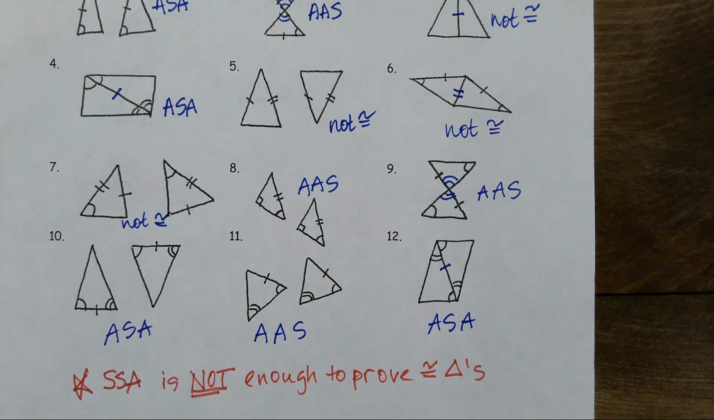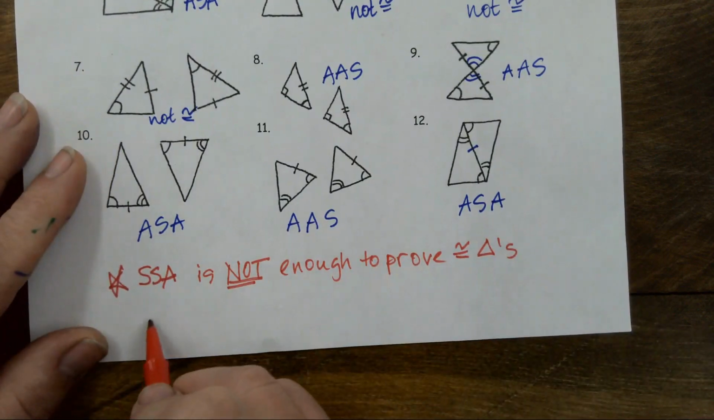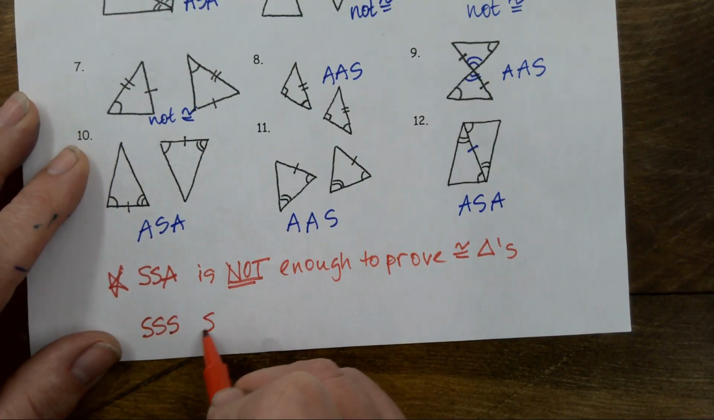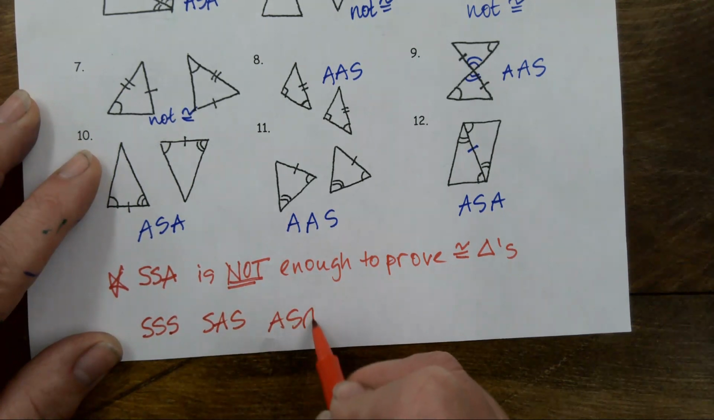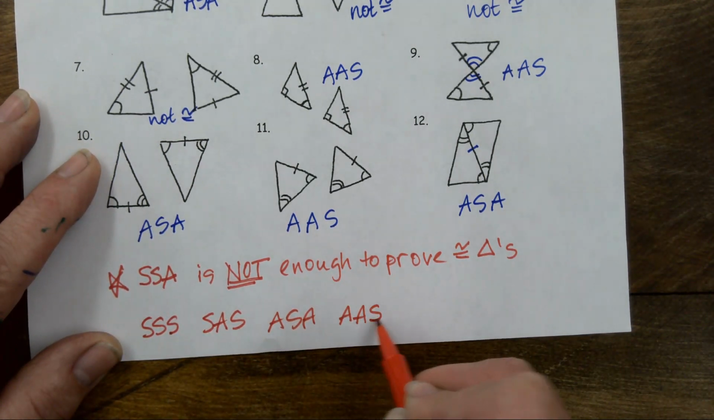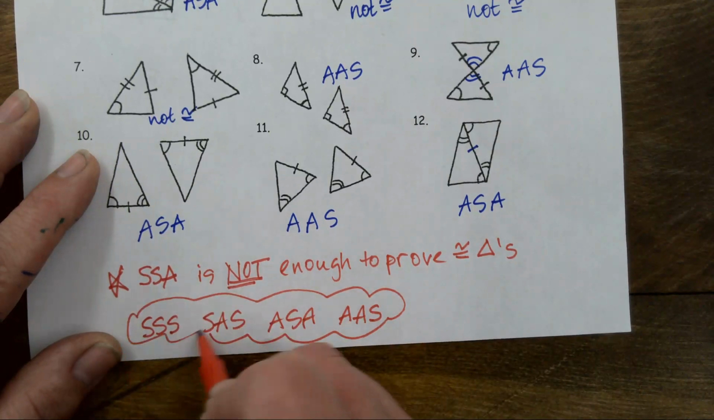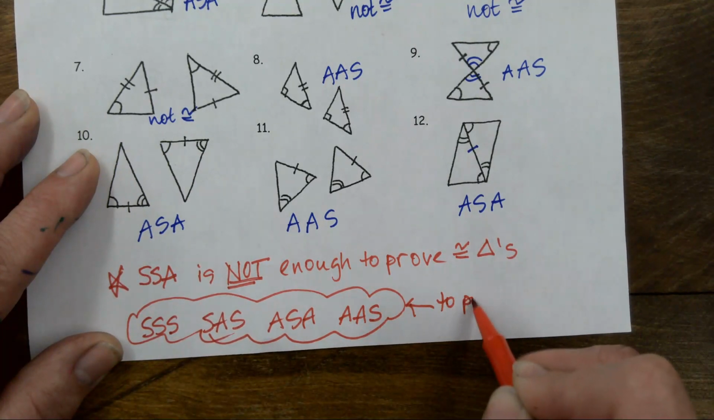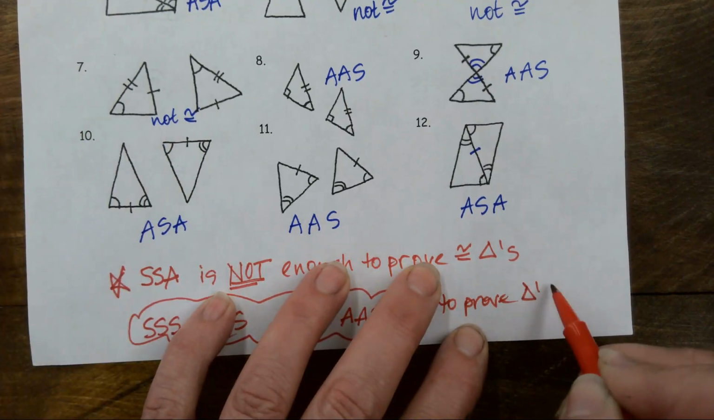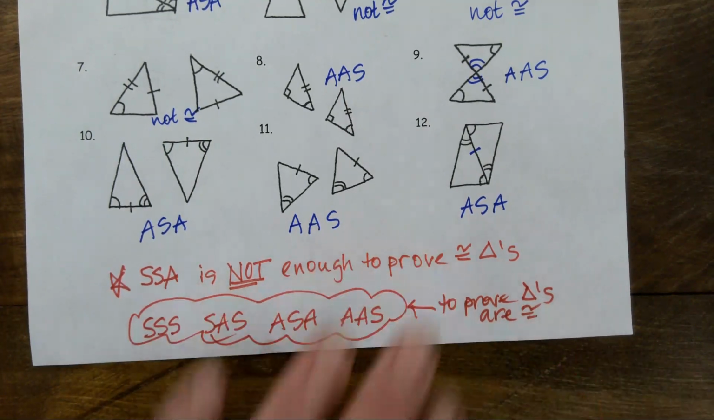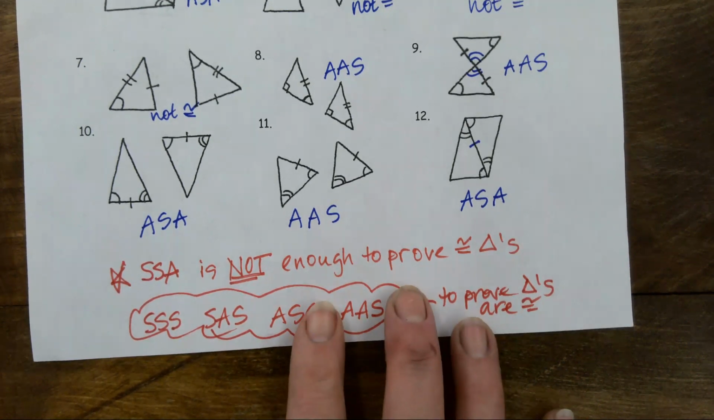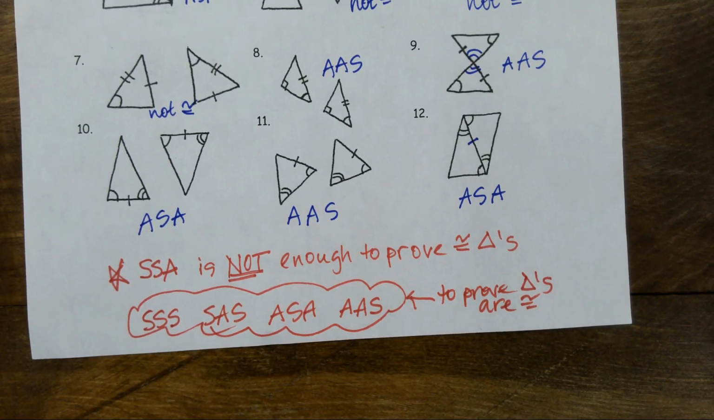We have 4 reasons that we can use. Our 4 reasons are side, side, side; side, angle, side; angle, side, angle; and angle, angle, side. Those are the 4 that we can use to prove triangles are congruent. And so your homework is going to involve those 4 things, you deciding whether triangles are congruent or not. And then I also have another triangle problem for you to fill in just to keep your skills up on that. And the rest of the time in class is yours to work.